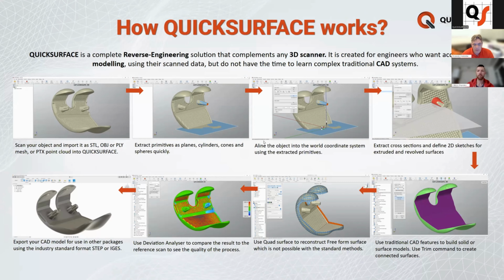At the end, using our deviation analyzer, you can have control of the quality, whether you have achieved what you need to achieve in terms of accuracy, or as a design intent. Once you complete your project, you can export this, as I showed in the previous slide, to your next CAD package, or you can send it directly to a 3D printer or a CNC milling machine. So this is the basic workflow. I hope you get the idea on how it works.